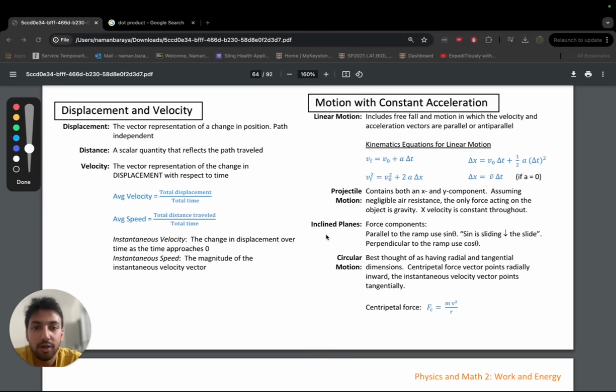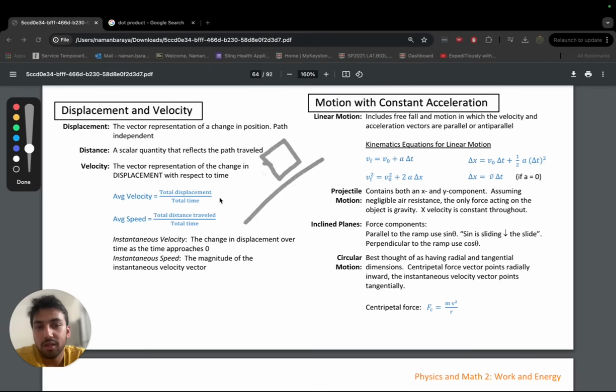acceleration. Okay, inclined planes, there are force components. Parallel to the ramp, you use sine theta, and perpendicular to the ramp, you use cosine theta. This is just a little hack that you can use, but you can also think about it and try to figure it out yourself. But basically, if I'm saying that this thing is going downward, we're trying to figure out, well, what is the gravitational force? How do I calculate that?